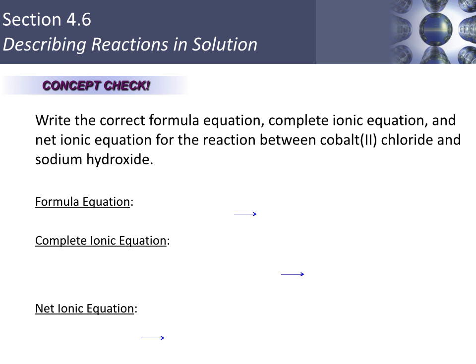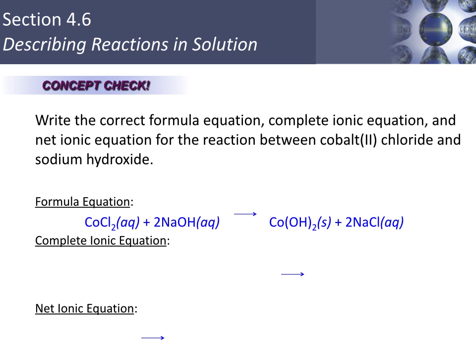Let's look at an example. Write the correct formula equation, complete ionic equation, and net ionic equation for the reaction between cobalt-2 chloride and sodium hydroxide. Pause it here and think about it. Okay, when you are doing a problem like this, the first step is to write out the formula equation. So that would be the reaction between cobalt chloride and sodium hydroxide. You would write that out first.